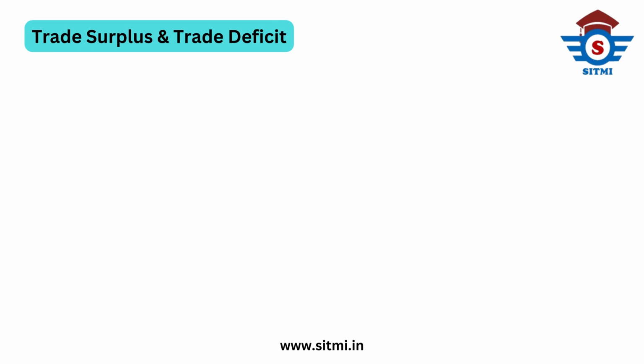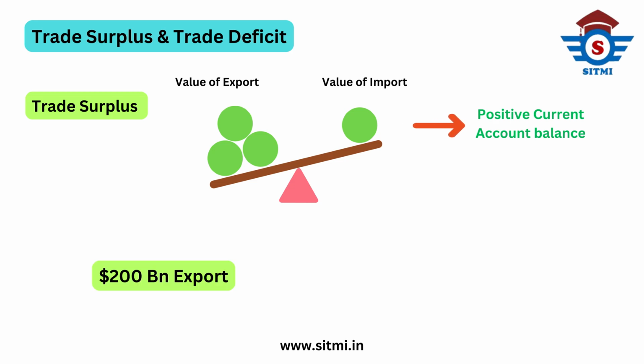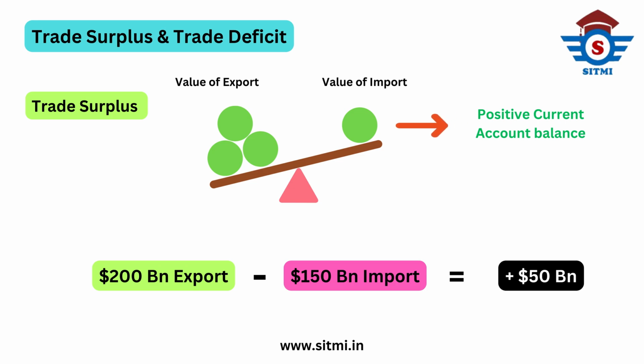Now let's understand what is trade surplus and what is trade deficit. A trade surplus occurs when the value of a country's exports exceeds the value of its imports. This results in a positive current account balance, indicating that the country is exporting more than its import. Now, for example, consider a country who exports $200 billion worth of goods and services and imports $150 billion worth of goods and services. Then current account balance for that country would be $50 billion, indicating a trade surplus.